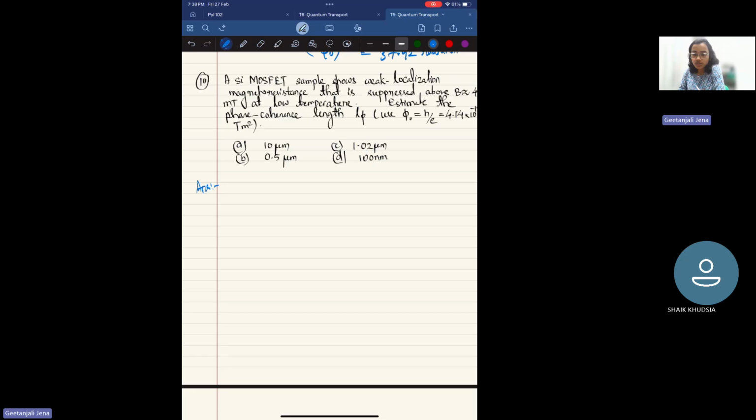In the next question, we have a silicon MOSFET sample which shows a weak localization magnetoresistance, which is suppressed above B, which is equal to 4 millitesla. So the weak localization is suppressed above this magnetic field. That means this is the critical magnetic field.